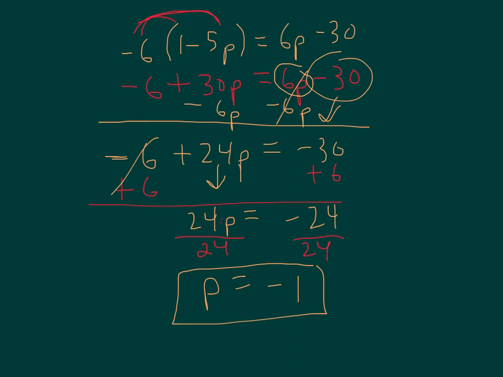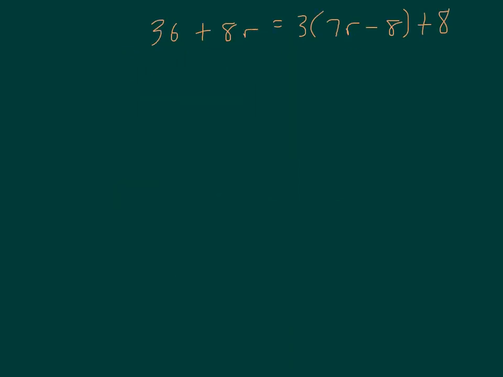Let's try one more of those. Big and intimidating, but certainly doable. So the first thing I want to do is take care of this distribution over on the right side, and I'm just going to rewrite anything that's not getting distributed. 36 plus 8r, notice I'm working from left to right, equals, and now I'm going to distribute positive times positive. 3 times positive 7 is positive 21r, and a positive 3 times a negative 8 is a negative 24 plus the 8.